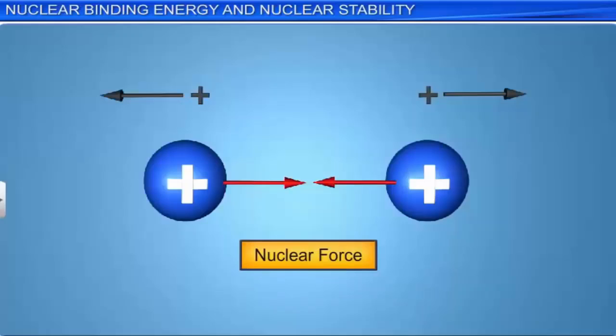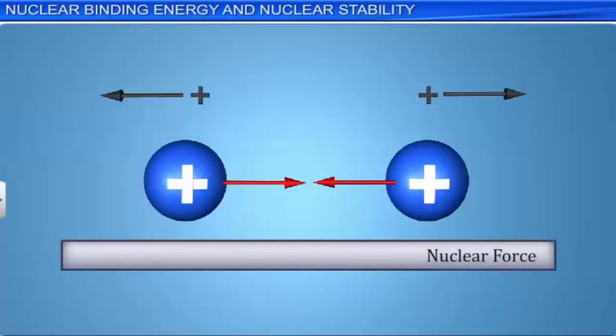Nuclear force has to overcome the Coulomb force between protons and keep them together. So, nuclear force must be stronger than Coulomb force. As gravitational force is weaker than Coulomb force, we can conclude that nuclear force is stronger than both Coulomb and gravitational force. Therefore, nuclear forces are the strongest forces in nature.